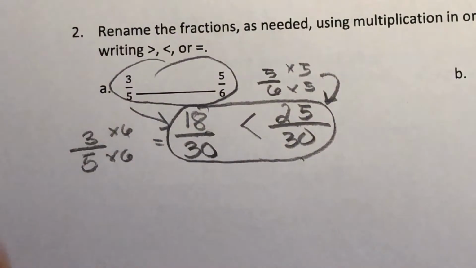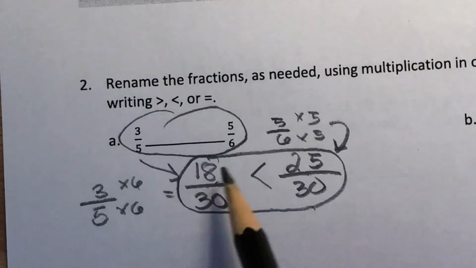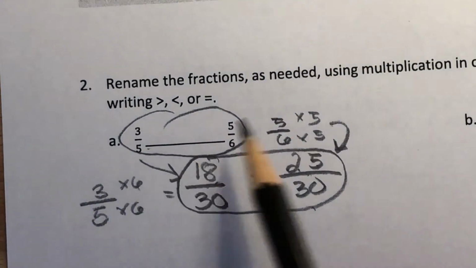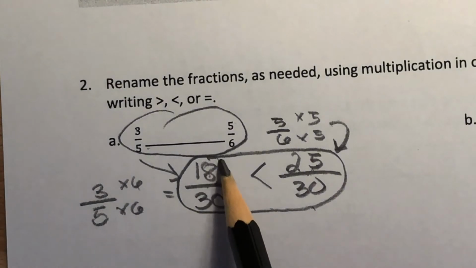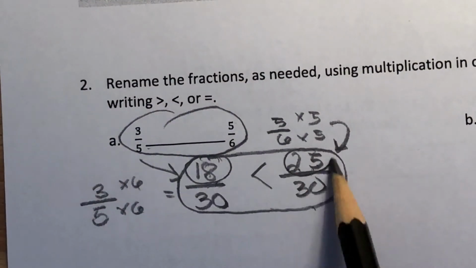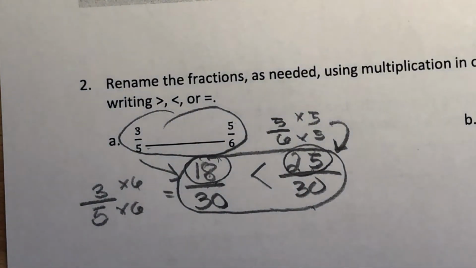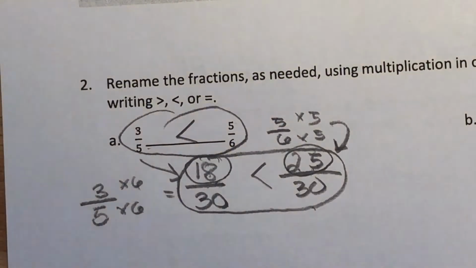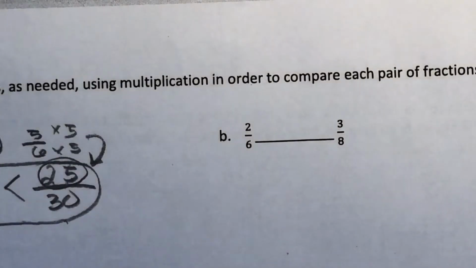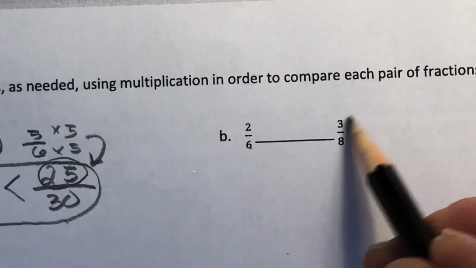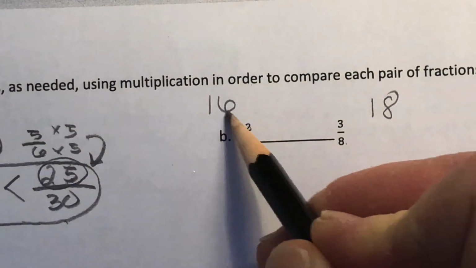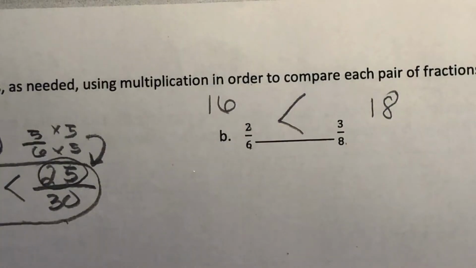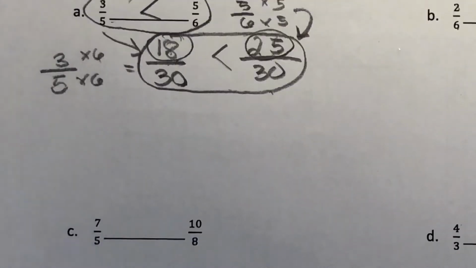So instead of doing all that work, if I just did cross multiplication, 5 times 5, isn't that 25? And 6 times 3, isn't that 18? That's where those two numbers come from, okay? So that's why we cross multiply. 6 times 3 is 18. 8 times 2 is 16. 2/6 is less than 3/8.